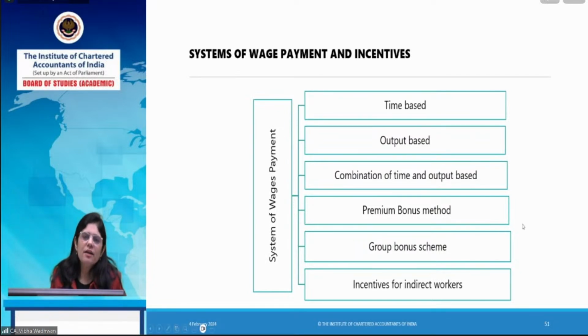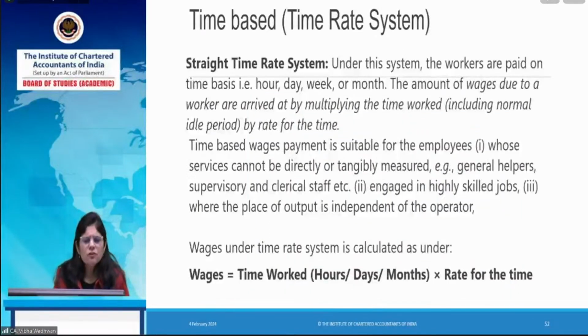Incentive for indirect workers. So indirect workers are also contributing to the organization. So they also have promotion targets, and they also have some performance parameters on the basis of which they also get some incentives and wage payments. Clear? So two such incentives we'll be doing, time-based and piece rate. But normally the premium, the overtime, and the bonus, the incentives which are paid are basically time-based.